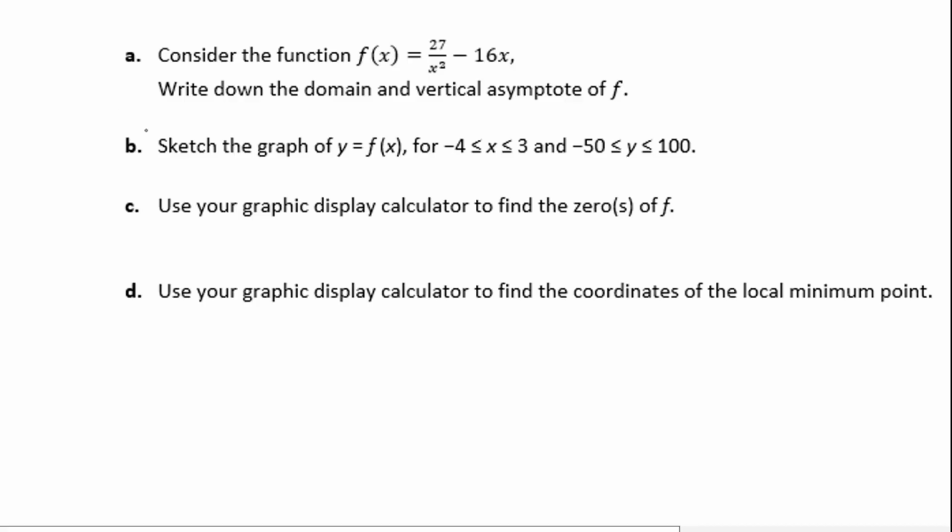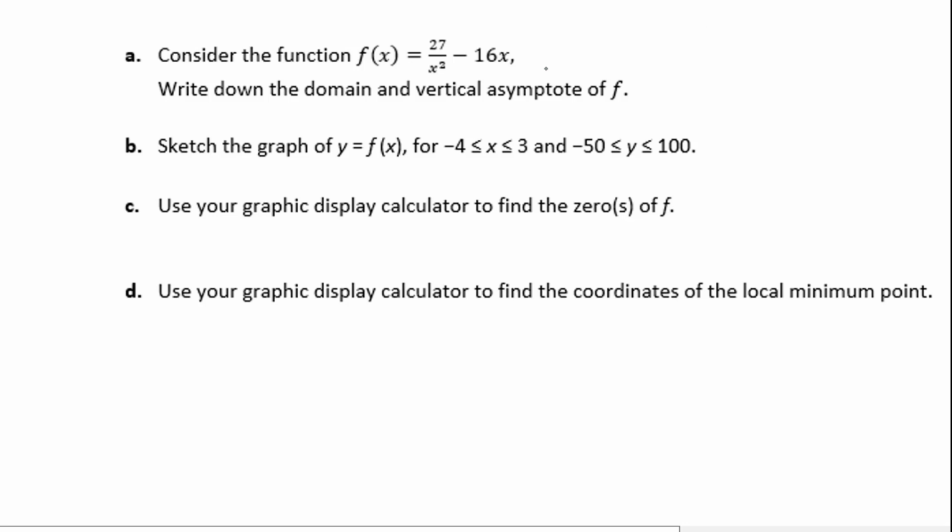This video is about how to sketch the graph. Look at part A. Consider the function f of x equals 27 over x squared minus 16x. Write down the domain and a vertical asymptote of f.